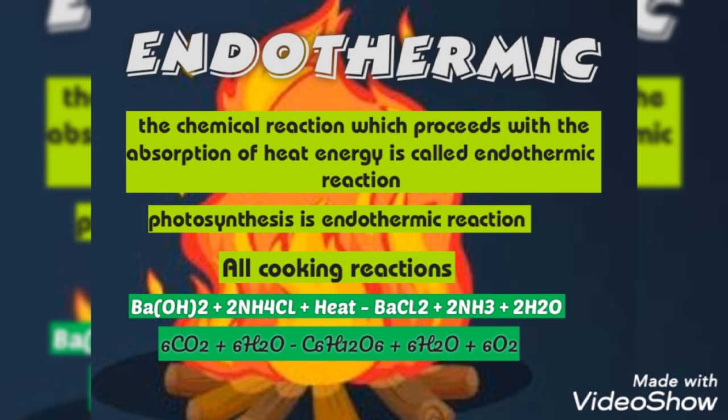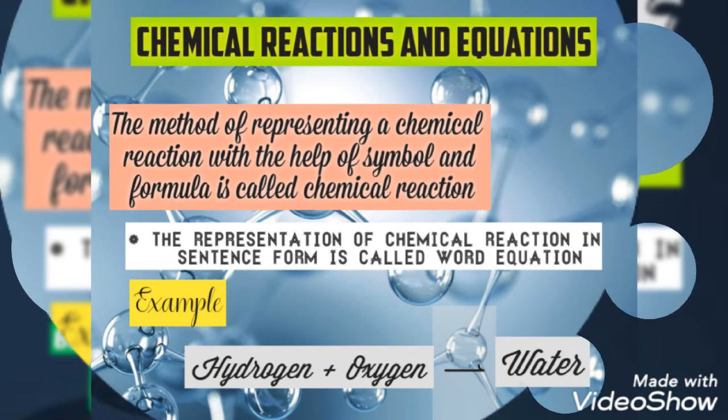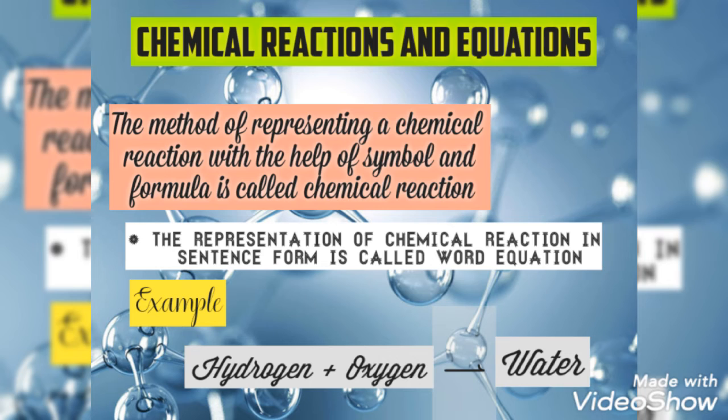Barium hydroxide plus ammonium chloride plus heat gives barium chloride plus ammonia plus water. It's also endothermic, and the below is the reaction of photosynthesis. 6CO2 plus 6H2O in the presence of sunlight gives C6H12O6, which is glucose, plus 6H2O water plus 6O2 oxygen. It's a balanced chemical equation.